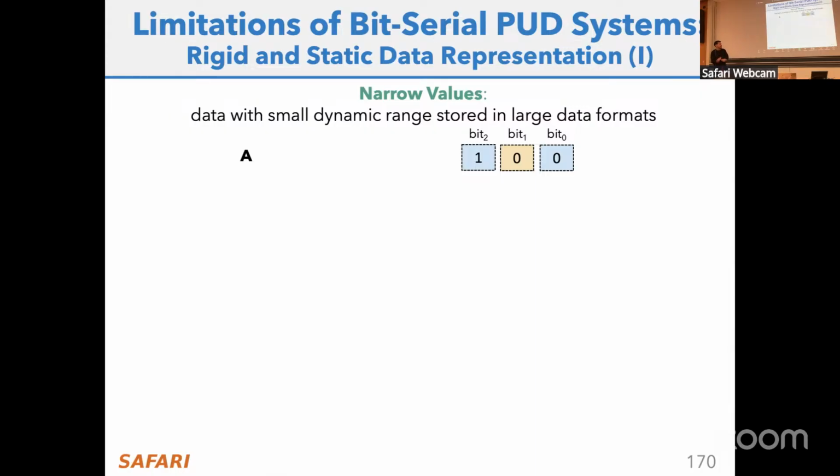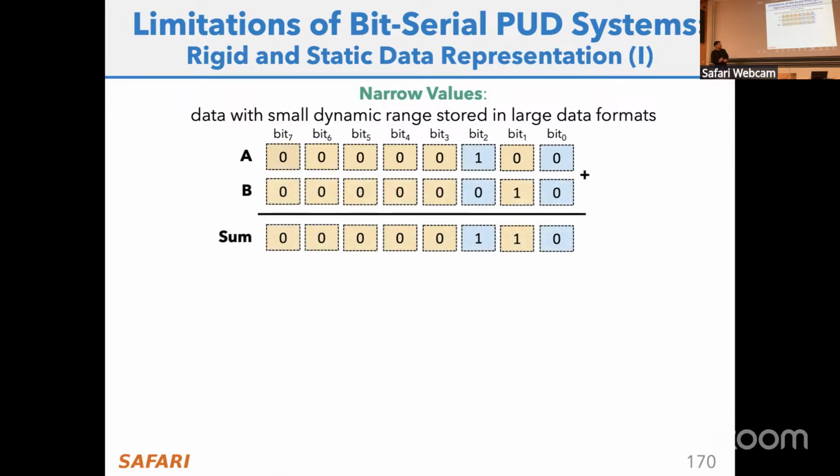So let's say that you have an array A or a scalar value A, with 8 bits. And this A value here only stores the value 4. So you only need bits 0, 1, and 2 of that 8-bit scalar value. All of the remaining bits of the scalar value are going to be full of zeros. Still, you store the entire 8 bits in memory, right?